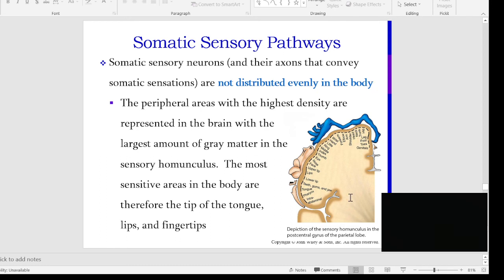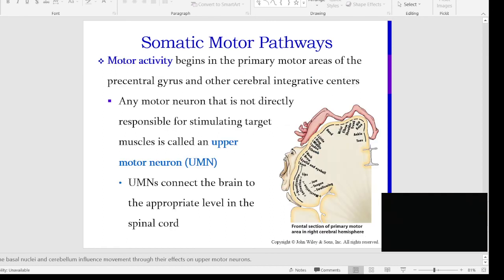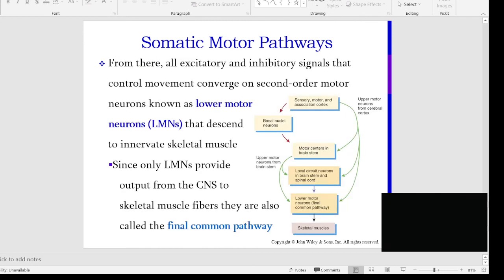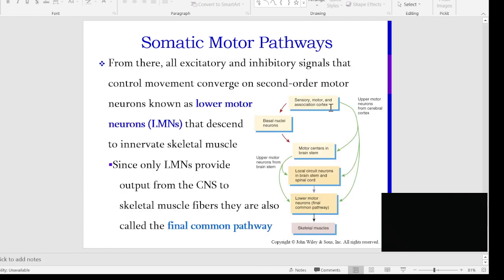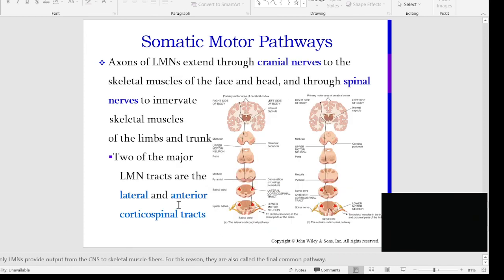Here we go back to the homunculus. This is the motor, which I already mentioned last time. In the somatic motor pathway, the initiation of movement happens in the primary motor cortex. Before it goes down, it passes through your association area, which plans how to perform the movement. From that association area, it descends toward the cord: the basal nuclei, motor centers, brainstem, then to the skeletal muscles.